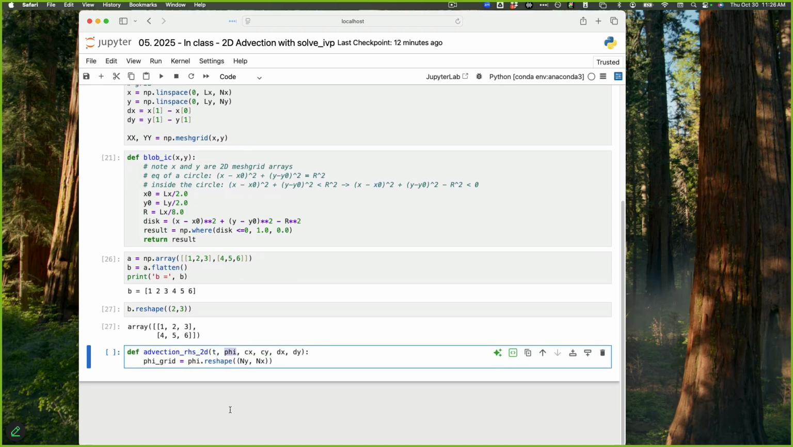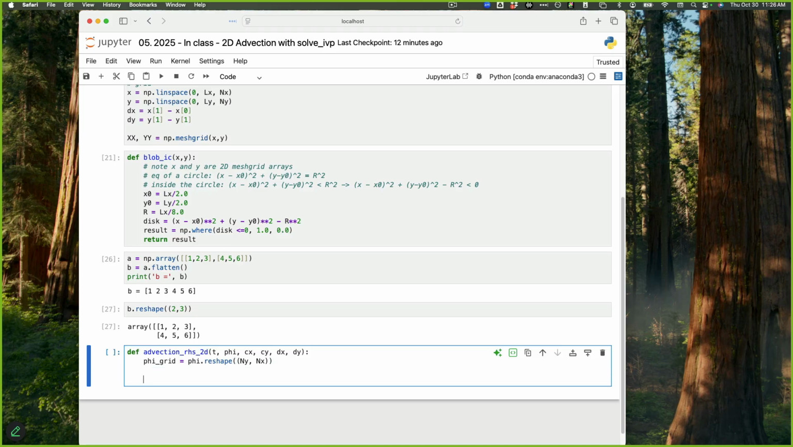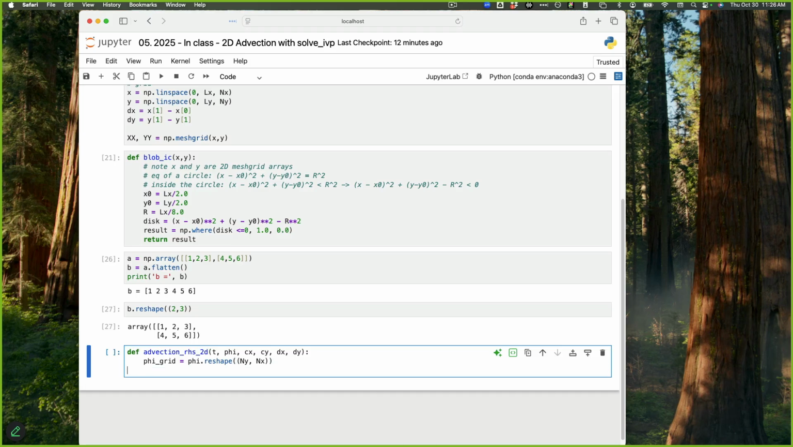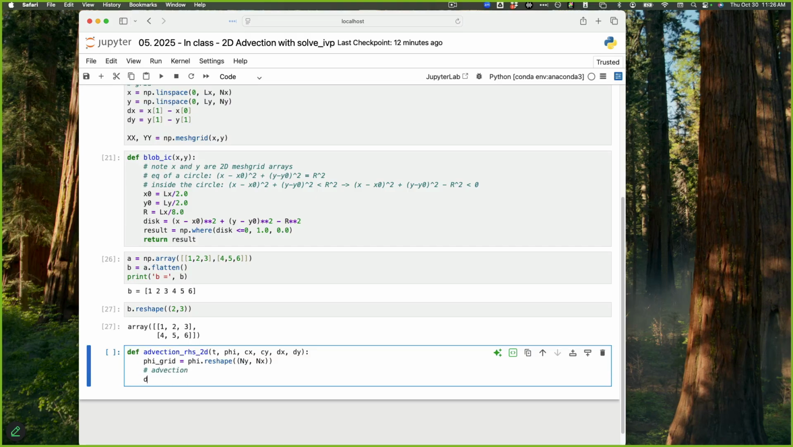Phi is the flattened version of my 2D array. The first thing I want to do is just convert it into a grid. So now I'm indexing in j, i. Now, advection. Let's do d phi by dx. Now we said this is phi i minus phi i minus 1 over delta x, right? But i is axis 1, agreed? So be careful when we roll.